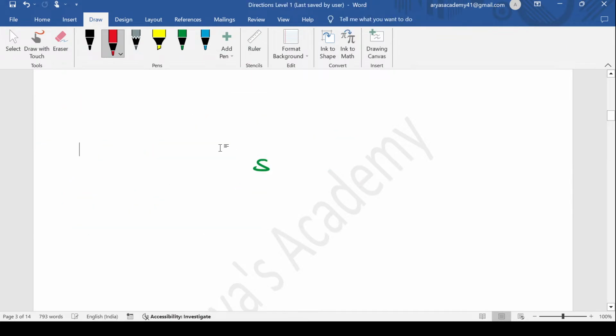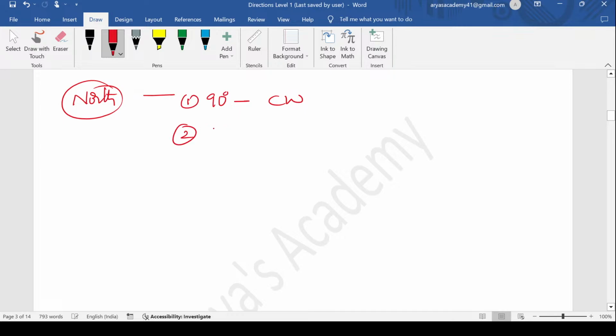I hope some of you are confused actually. I'll give you one more question to make you more clear. Let us assume that you are facing north. Now you will rotate 90 degrees clockwise, this is the first condition, then followed by the second condition, 225 degrees clockwise, and the third condition, 180 degrees anti-clockwise. So finally you have to tell the answer here.